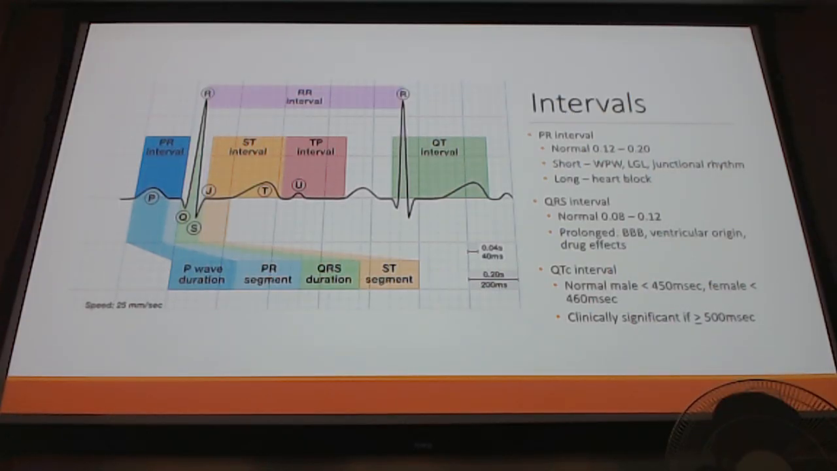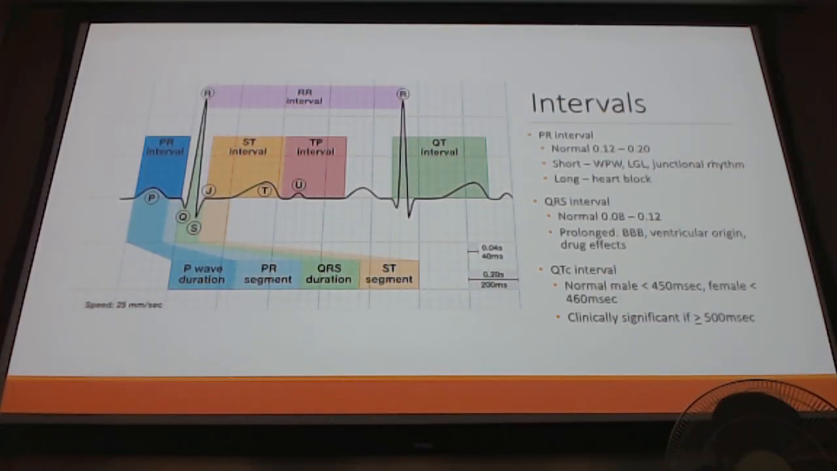So we move on to our QRS interval. Is it wide or narrow? If it's wide, then we can start thinking there might be some bundle branch blocks. It might be like a ventricular tachycardia or a ventricular rhythm. Is this from drugs? Then we have our QTc interval, which we care about over 500 milliseconds.